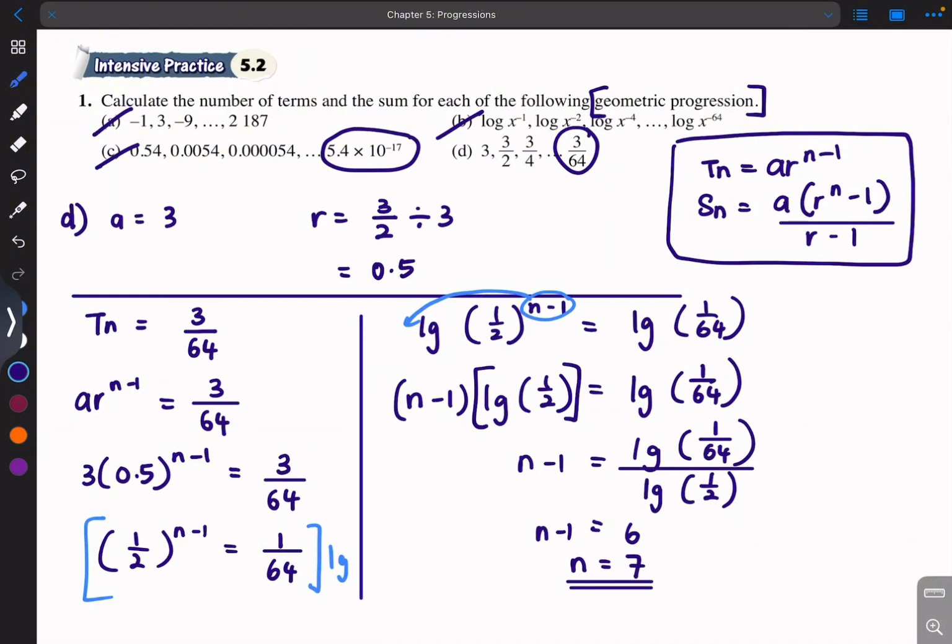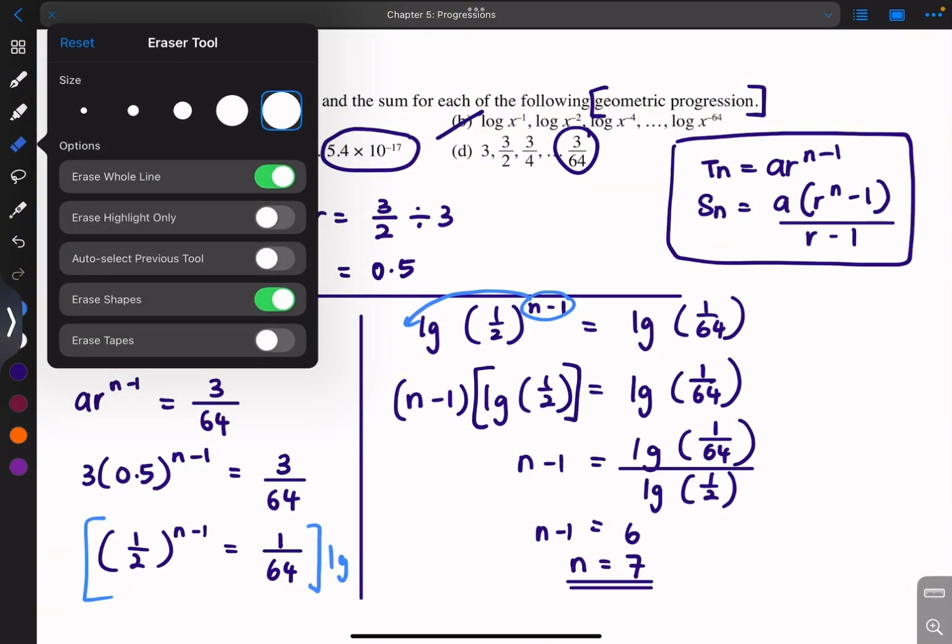To be honest, the log method is quite long, but if you are really good with numbers, if you can quickly identify that 64 is 2 power of 6, then you can just use 1 over 2 power 6, then you can compare the powers super fast. But if you can't quickly realize, then log is the best option.